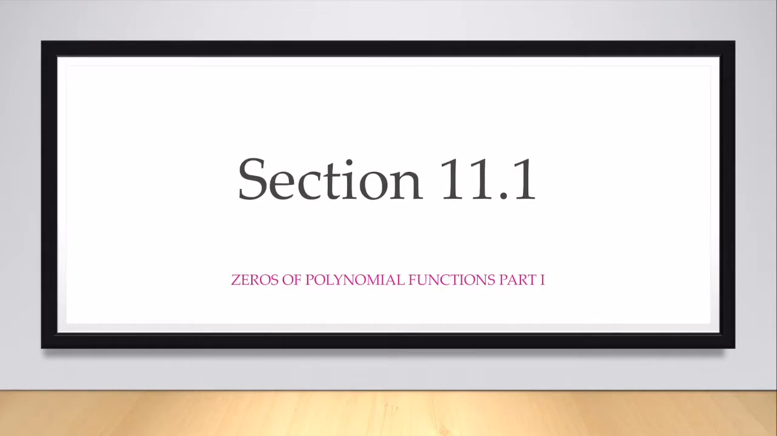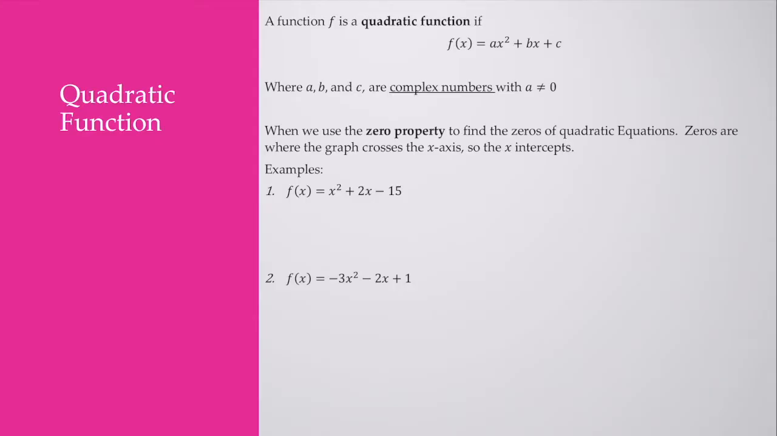Section 11.1 is our first section of two sections on how to find the zeros of polynomial functions and some of the theorems around them. So a function f, we know, let's look at this example of a degree 2 polynomial. A function is a quadratic function if f of x is ax squared plus bx plus c, where a, b, and c are complex numbers with a not equal to 0.